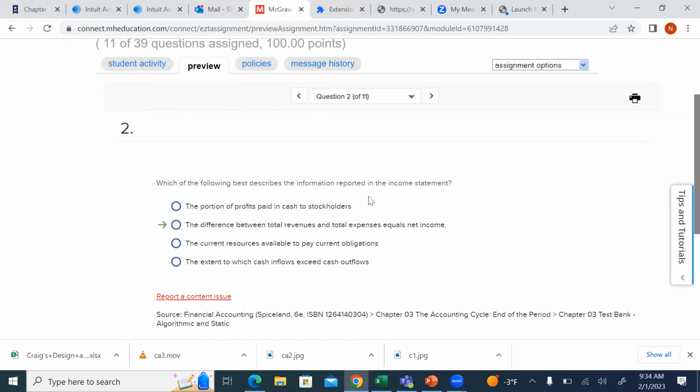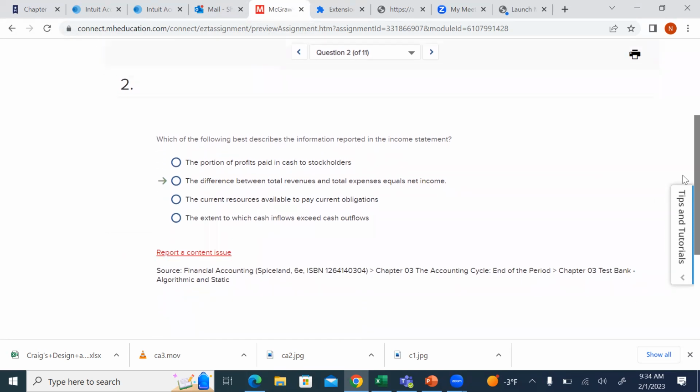Okay, that's what's happening. So here are some examples of the multiple choice. Which of the following best describes the information reported in the income statement? Revenues and expenses, right? Does that make sense?